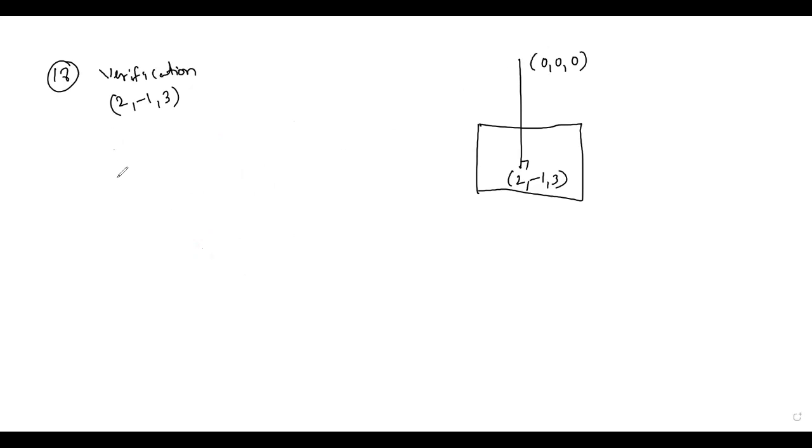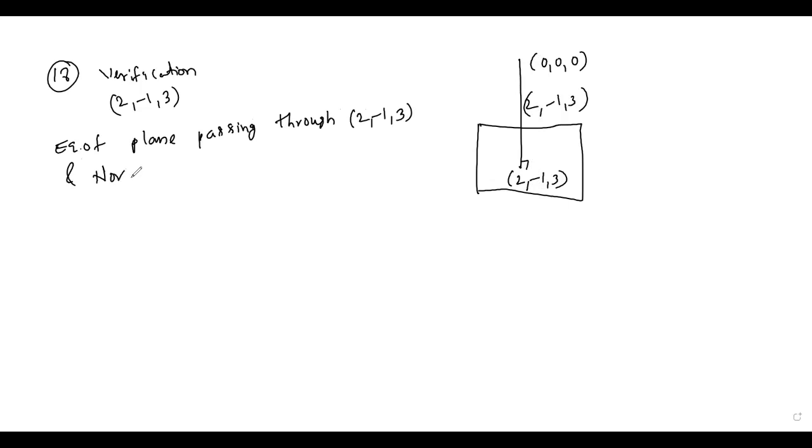We need to solve it. Now here, first find the normal DRs. The normal DRs will also be 2, minus 1, 3. Now the equation of the plane, we have a formula, passing through which point? 2, minus 1, 3. DRs we know how to find, when a line joining 2 points is there: x2 minus x1, y2 minus y1, z2 minus z1. That's why into the normal DRs.